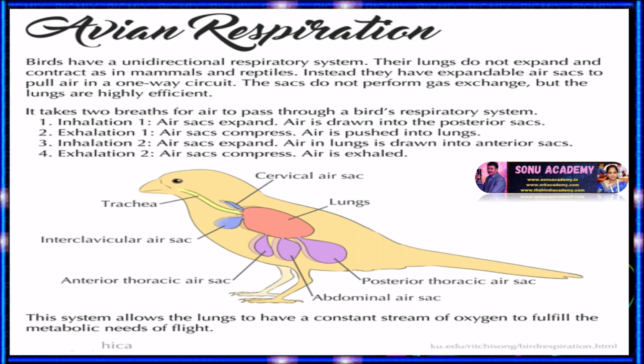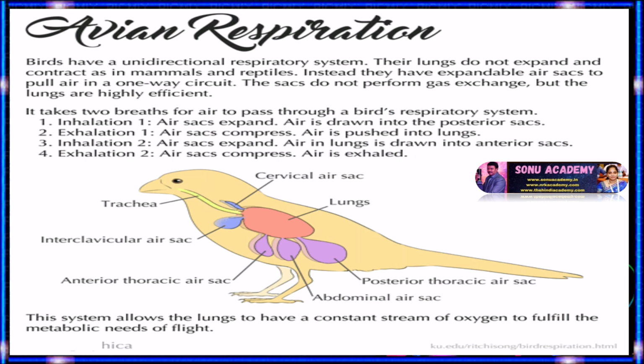Children, now let us discuss what is avian respiration. Children, birds have a unidirectional respiratory system. Their lungs do not expand and contract as in mammals and reptiles. Instead, they have expandable air sacs to pull air in a one-way circuit. The sacs do not perform gas exchange, but the lungs are highly efficient. It takes 2 breaths for air to pass through a bird's respiratory system.